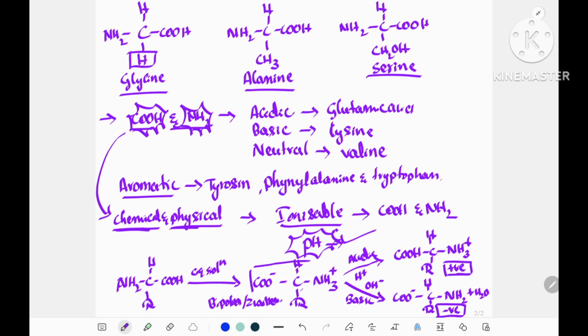And the Zwitter ionic form is given in NCERT textbook, so you have to refer to that and you have to remember. There they have mentioned B is the Zwitter ionic form, so you have to remember how this Zwitter ionic form is formed. It is formed by the donation of hydrogen from the carboxyl group to the amino group, so that the amino acid will get both positive charge and as well negative charge, and that is called Zwitter ionic form.